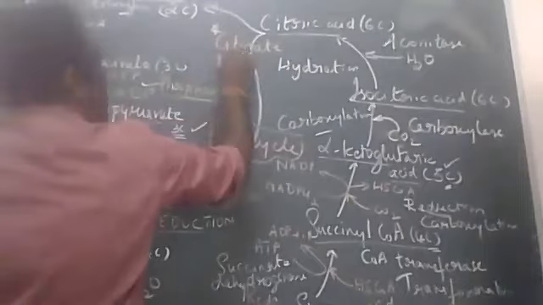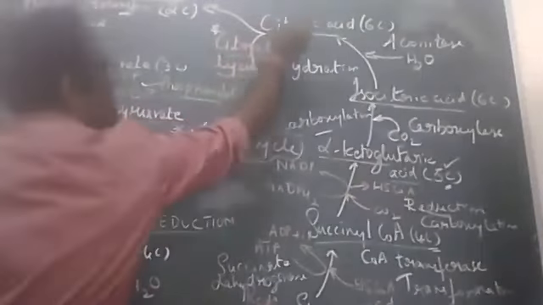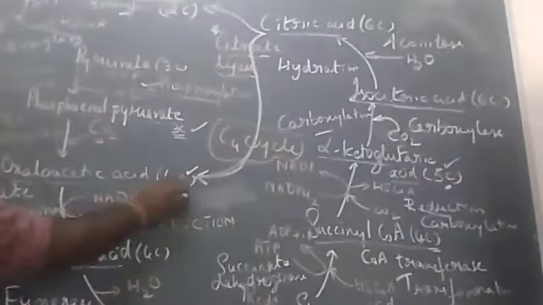This citric acid now splits, understand, by an enzyme called citrate lyase. What does this do? It will split the 6-carbon citric acid into 3, it's going to become 4-carbon oxaloacetic acid, and what is left out is 2-carbon acetic acid, or acetate.